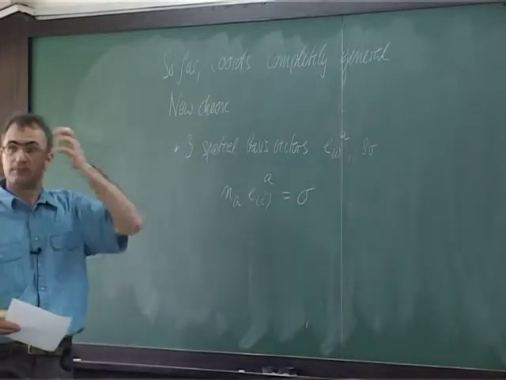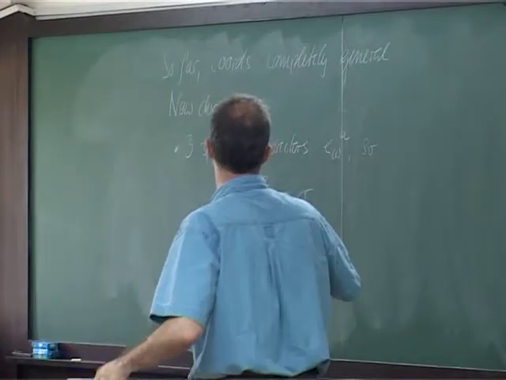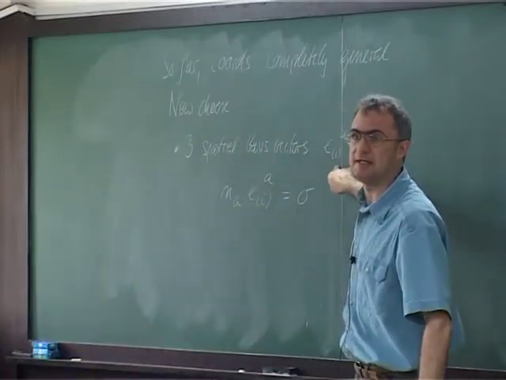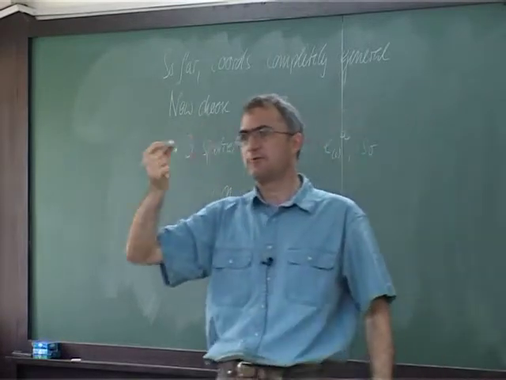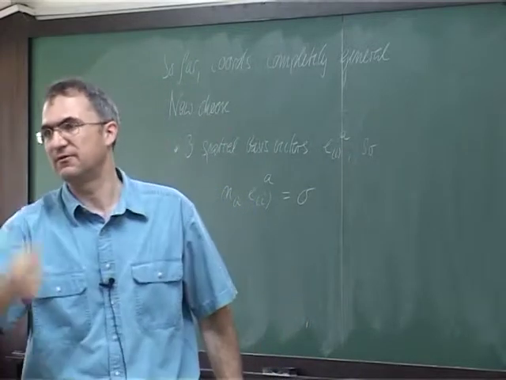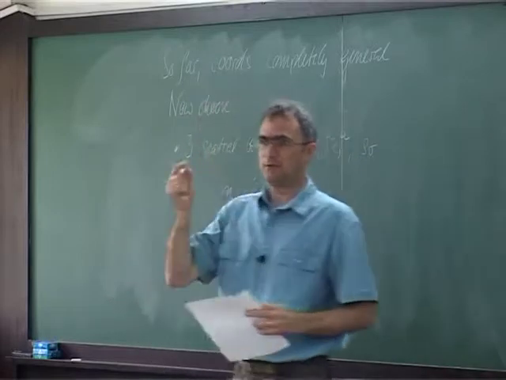So the I is the name of these basis vectors. For example, the I could be EX, EY, EZ, or it could be ER, E-theta, E-phi, okay? So it labels your three spatial basis vectors. Now that gives us three basis vectors.